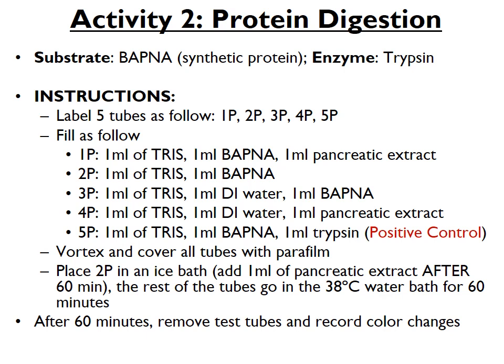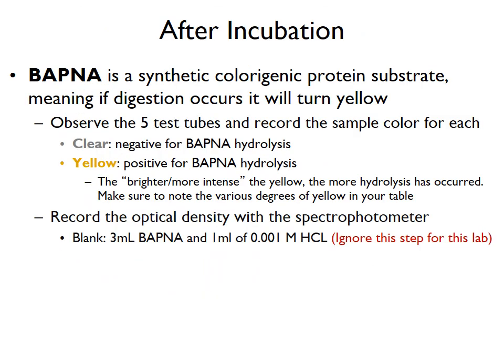at a different temperature, to see the effect of temperature on enzymes, and then the remaining ones will be in a 38-degree centigrade water bath for 60 minutes. And after that, you're going to record the color changes. So one thing you need to notice in this case is that if it's clear in color when you bring them out, it's going to tell you that there's no hydrolysis, so it's negative for BAPNA hydrolysis.